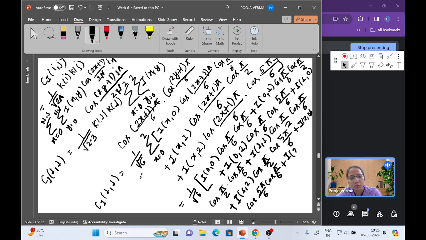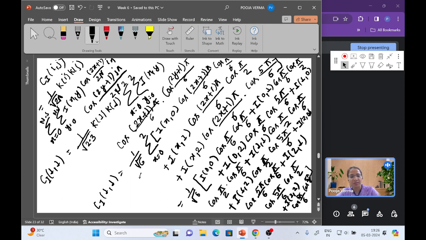plus I 2 comma 1 in this equation multiplied with cos. Here we are putting x is equal to 2. So again 5 pi by 6 and cos pi by 2. In the last one I 2 comma 2, right? Cos, so again multiplied with this 5 pi by 6 and cos 5 pi by 6. So here pi by 6 will be there.